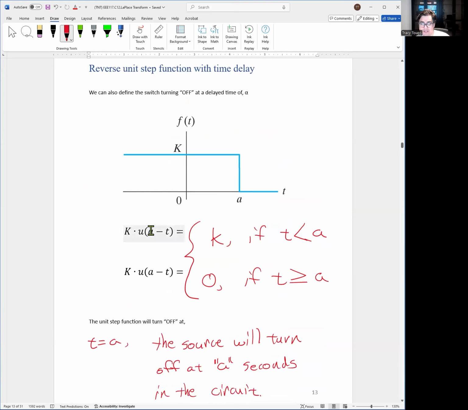All we got to do is just say A minus t. So negative t means we're flipping the whole waveform over. So it's an off function. And putting this A right here means we're just delaying it a little bit.